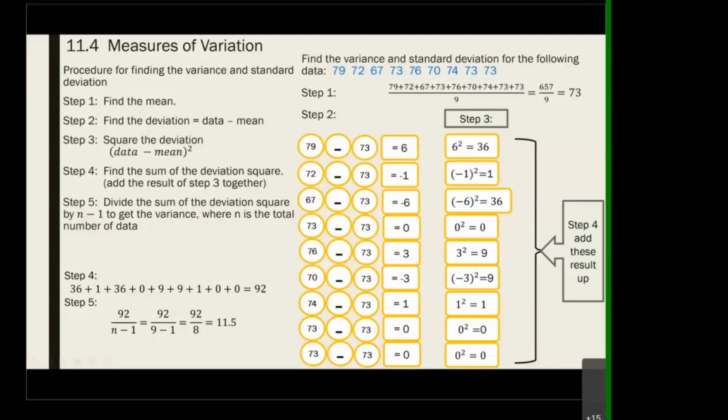And 92 divided by 8 gives me 11.5. So again, looking at this, which is 11.5, this is your variance. If they ask you for the variance, this is where you stop. This is what you give them, 11.5. Okay? So this is your variance if they were to ask you for the variance.